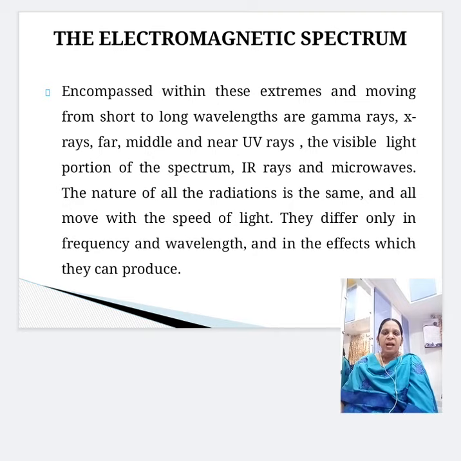So encompassed within these extremes and moving from the shortest to longest wavelength are: the shortest is the gamma rays, then the X-rays, then far, middle and near ultraviolet rays, then the visible light portion of the spectrum, then IR rays, infrared rays they are called, and microwaves. These together form the electromagnetic spectrum. The nature of all these radiations is the same and all move with the speed of light. They differ only in their frequencies and wavelengths and in the effects which they can produce.